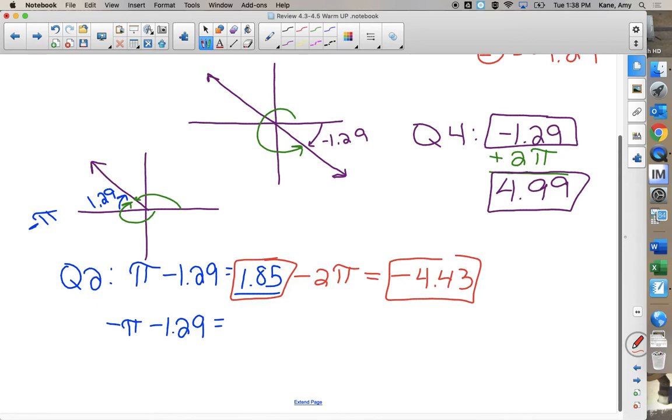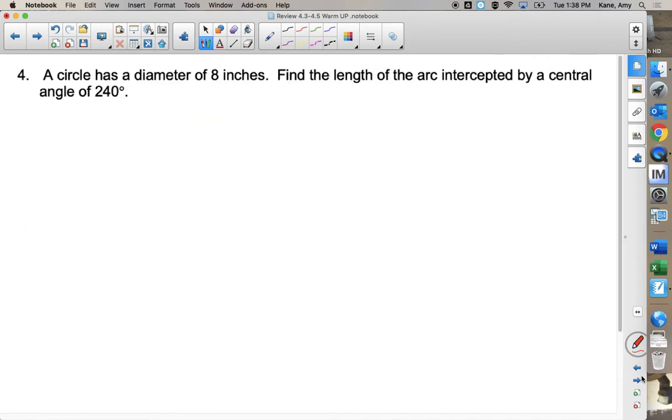So I think those were the hardest. The last problem is pretty straightforward. You just have to remember two little tricks. It says the diameter of a circle is 8 inches. Find the length of the arc intercepted by a central angle of 240 degrees. What are you trying to find?